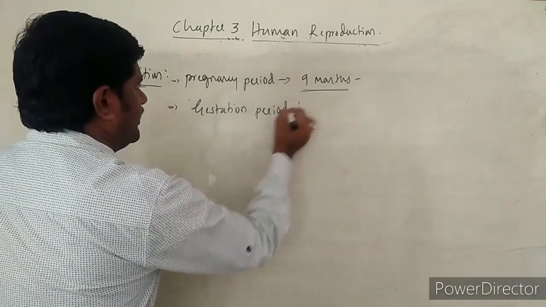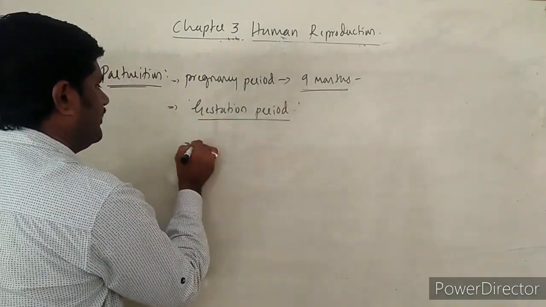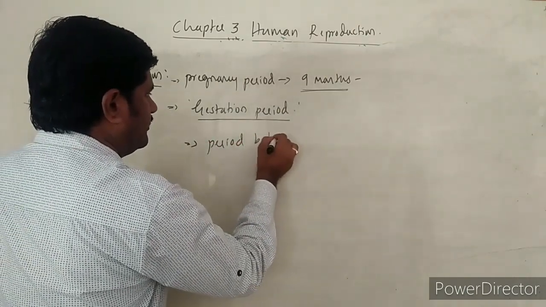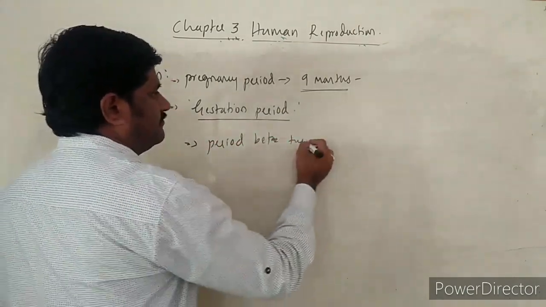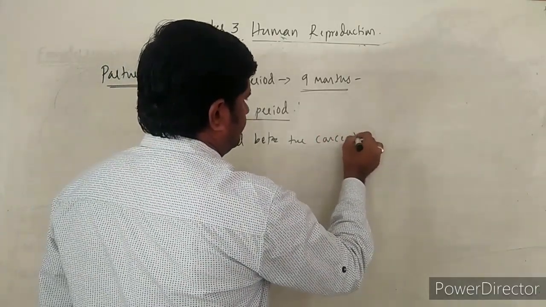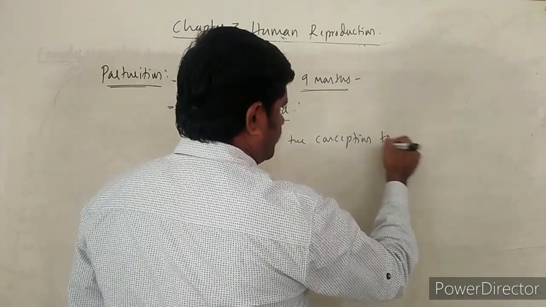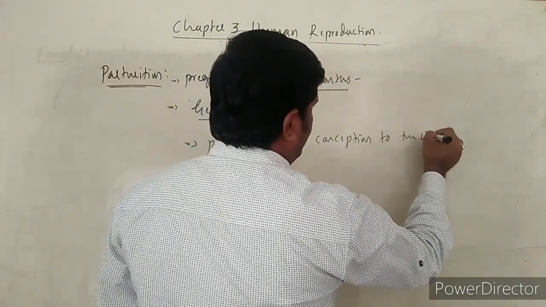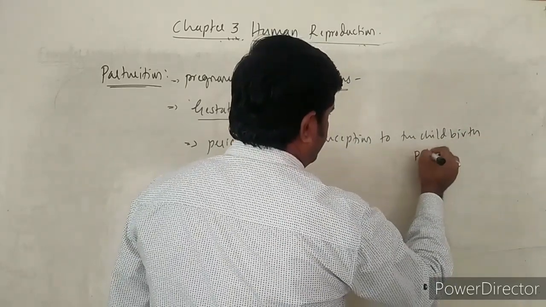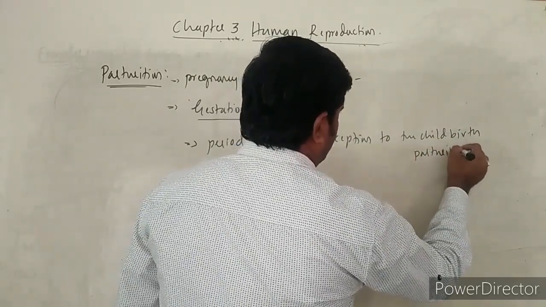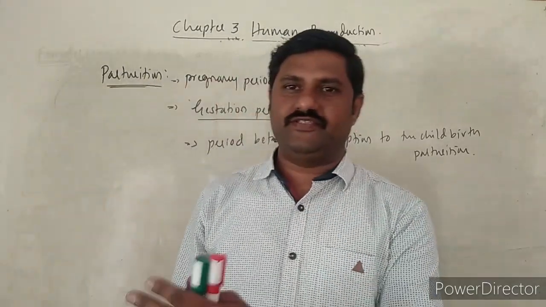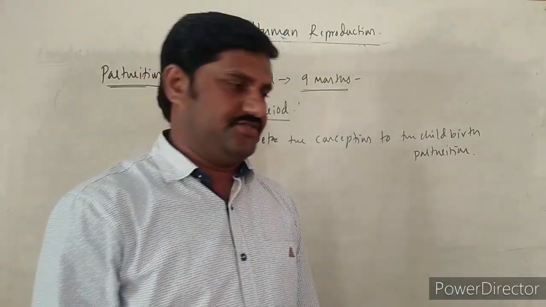This gestation period is nothing but the period between the conception to the childbirth or parturition. It is called what? Gestation period. This may extend up to 9 months, right?